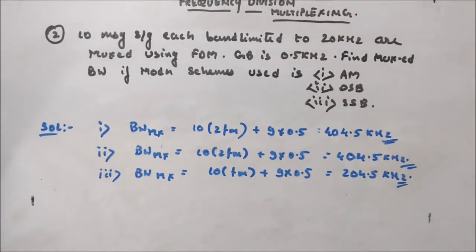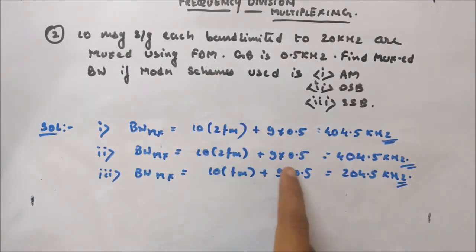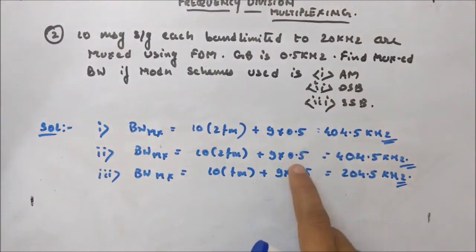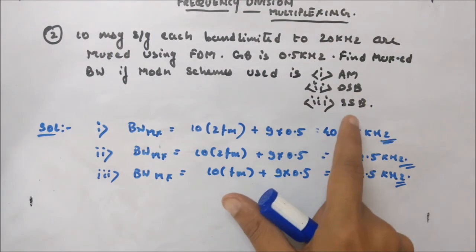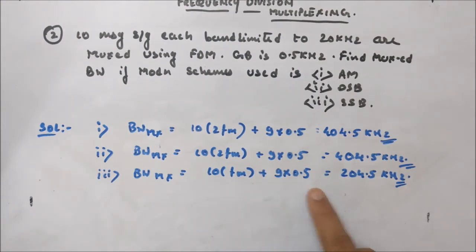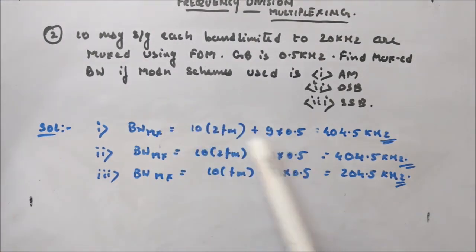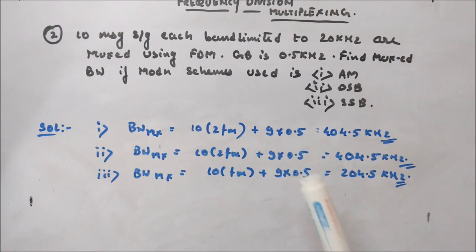Then second, if you consider DSB-SC, again a similar thing will happen, because it also requires 2 FM bandwidth for each signal. So 10 into 2 FM plus 9 into 0.5. The guard band is 0.5 and there are 9 gaps. So this also comes out to be 404.5 kHz. Then in the third case you have SSB. Each signal will require FM bandwidth. So 10 into FM plus 9 into 0.5, that comes out to be 204.5 kHz. The only important point is that 10 signals will give 9 gaps. So you can generalize that n signals will give n minus 1 gaps. Accordingly you apply the guard band.